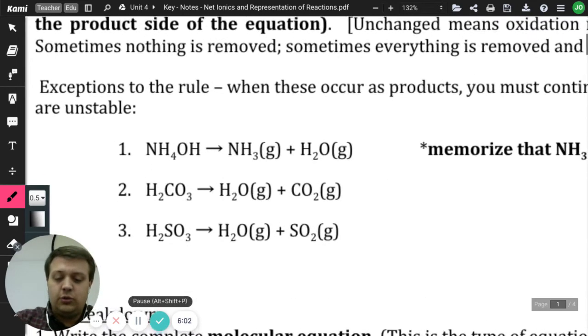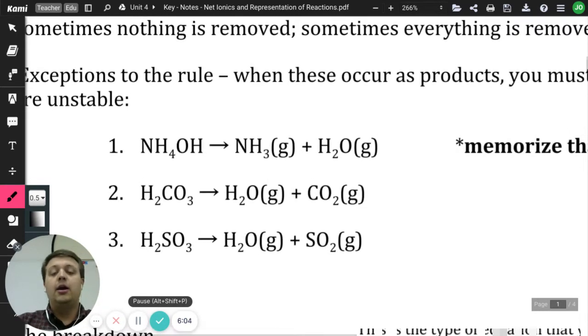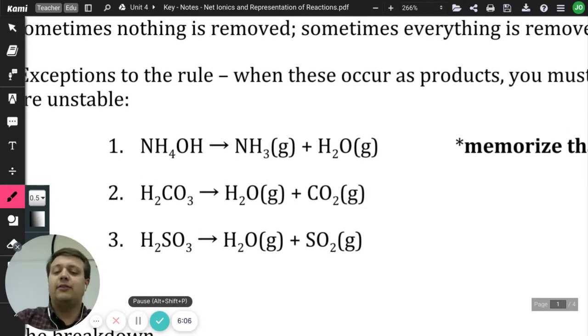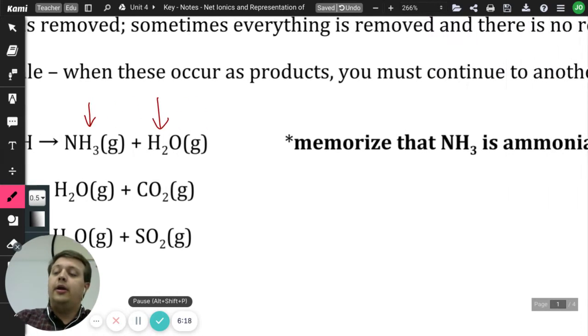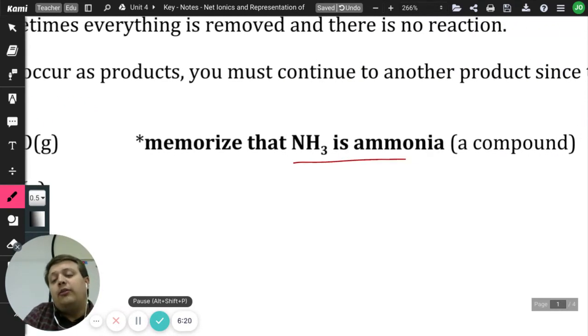And that is what you are seeing right here. So if you produce one of these as a product, you need to remember that you are going to break it down further into, like with ammonium hydroxide, you'll need to remember to break it down into ammonia and water. Okay. Another thing to note is that you should memorize ammonia, NH3.